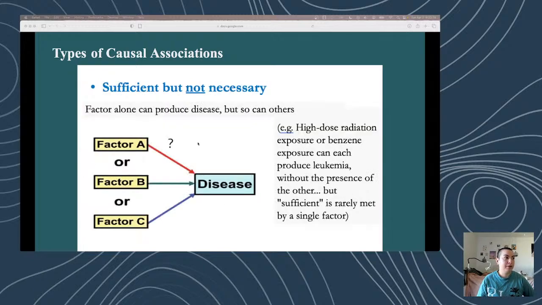The third type is sufficient but not necessary, where one factor alone can produce disease, but so can others. For example, high dose radiation exposure or benzene exposure can each produce leukemia. So imagine factor A is high dose radiation exposure, that can produce leukemia. Factor B is benzene exposure, which can alone produce leukemia, without the presence of the other. But sufficient is rarely met by a single factor.